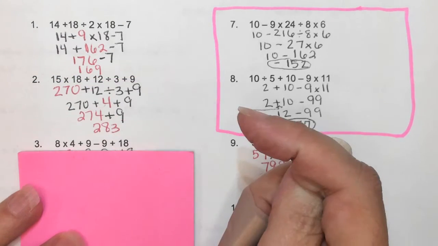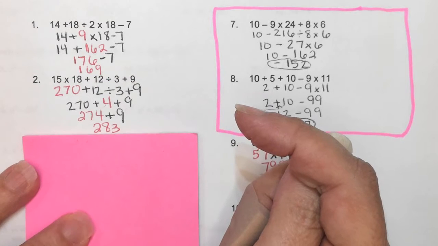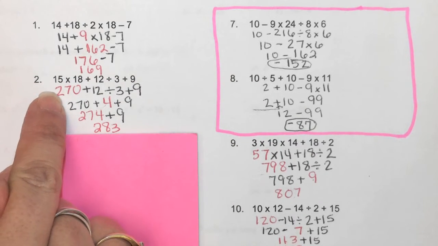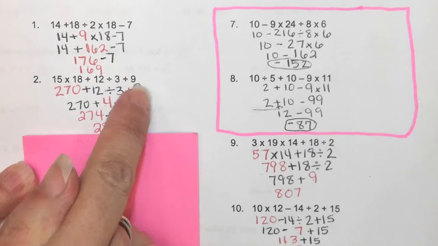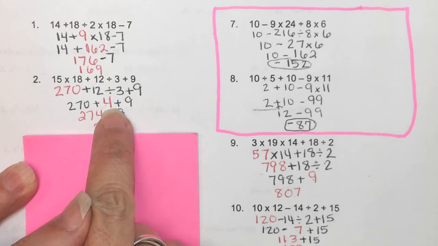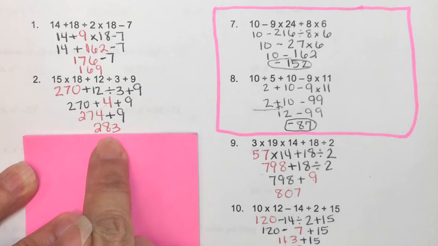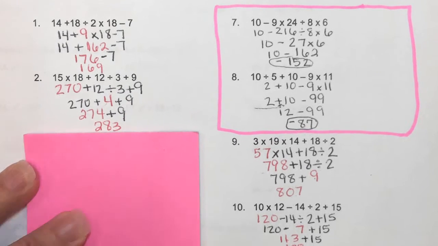Okay, let's go to number 2 and check it. The first step you had to do was that multiply from left to right. Then that divide, then the add, and then the other add. Okay, so number 2. Question. If you do these out of order, is the question going to be wrong?